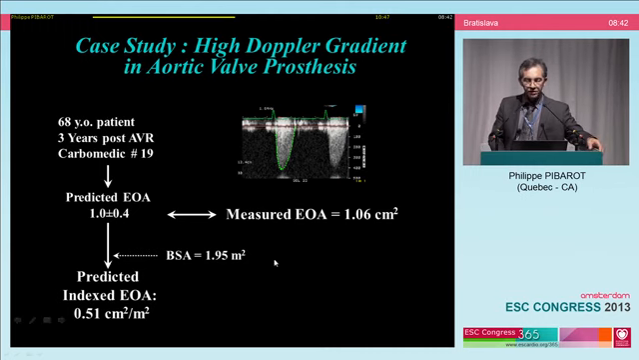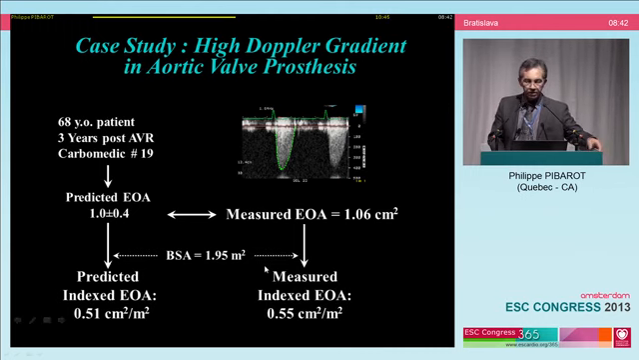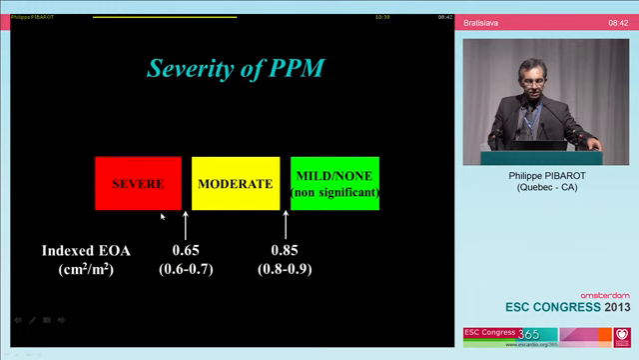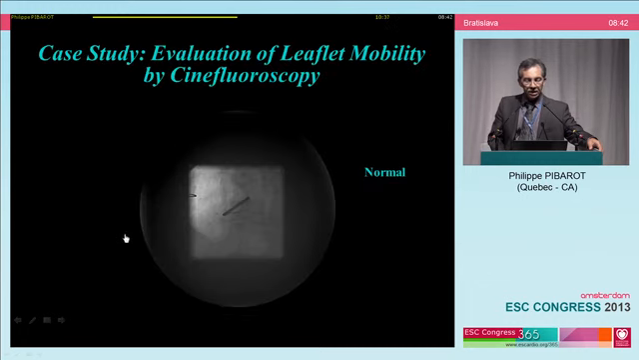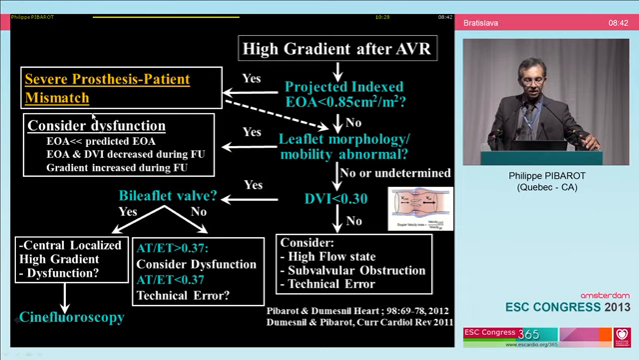You can exclude dysfunction. And again, if you calculate the index AOA measured in the patient, well, it is about the same as the predicted. So the conclusion is that you have a severe mismatch here. And we of course assess the mobility of the leaflet in this patient just to confirm that the function was normal, and this was the case. So this is a patient with pure, severe mismatch.